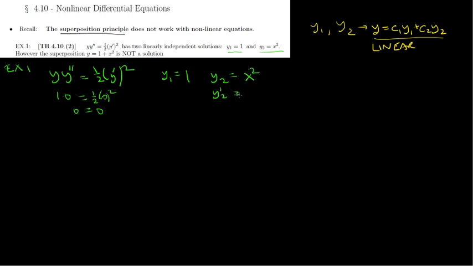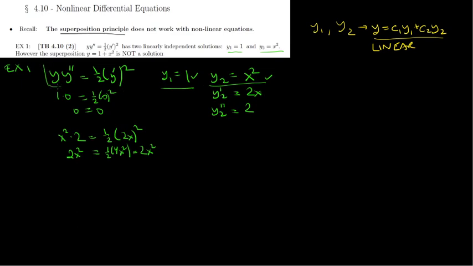So the first derivative is just 2x, and the second derivative is 2. So if you take x squared times 2, you should get 1/2 times 2x squared. So the left side is just 2x squared, and the right side is 4x squared times 1/2. So 1/2 of 4x squared is indeed 2x squared. So right, that just illustrates that these two are actually solutions of this equation.